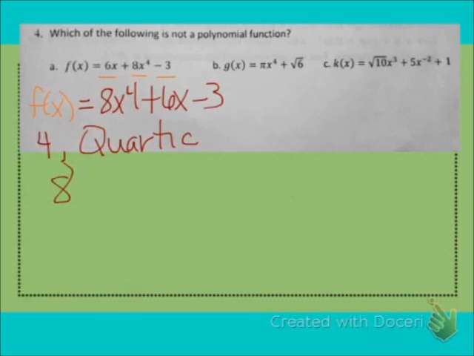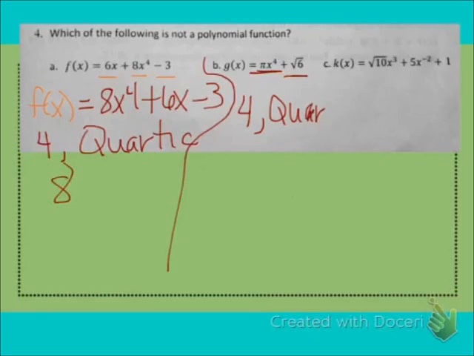Now moving on to B. That one, we only have two things, pi x to the fourth and the square root of 6. Once again, it's already in standard notation, and it is, once again, a degree of 4. It is called quartic and a leading coefficient of pi. Now, once again, we did not rewrite it because it's already in standard notation.